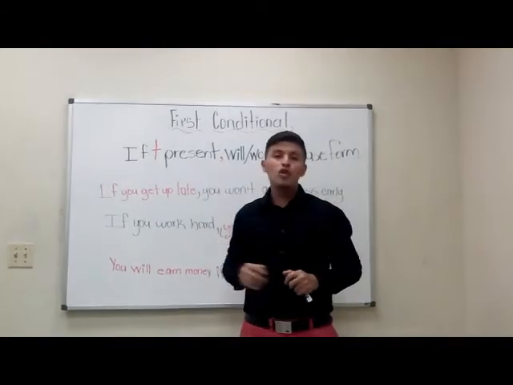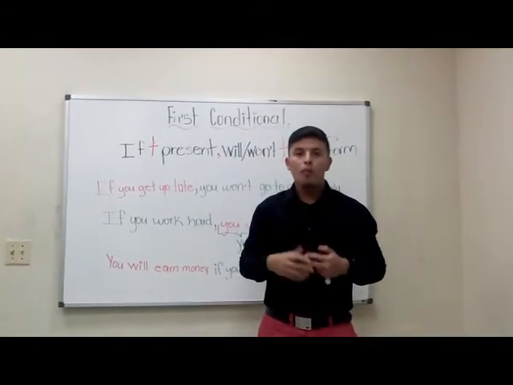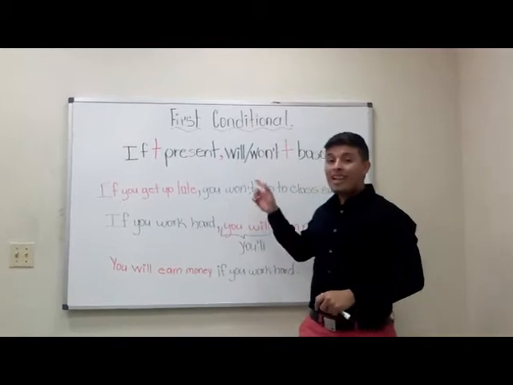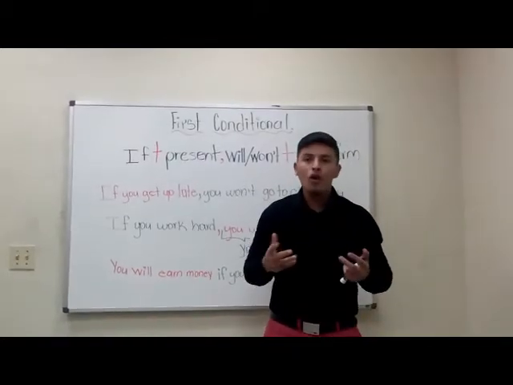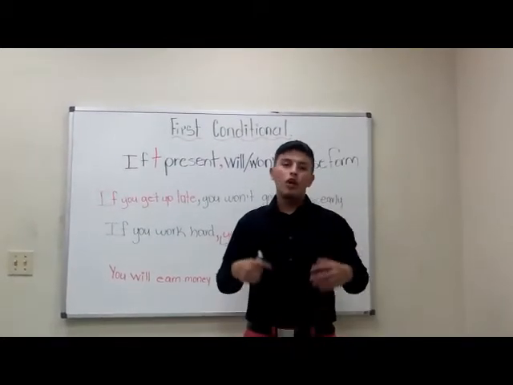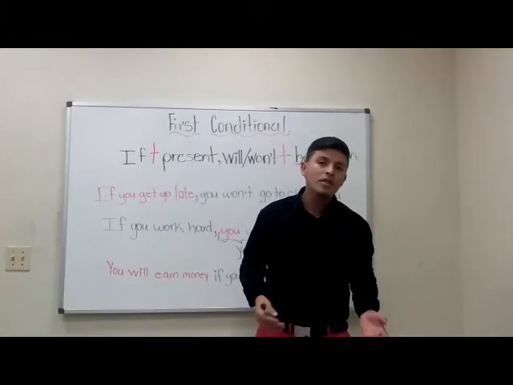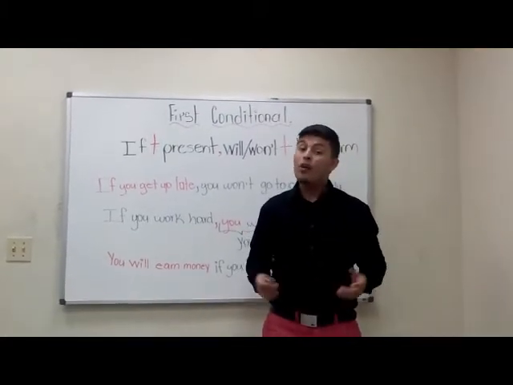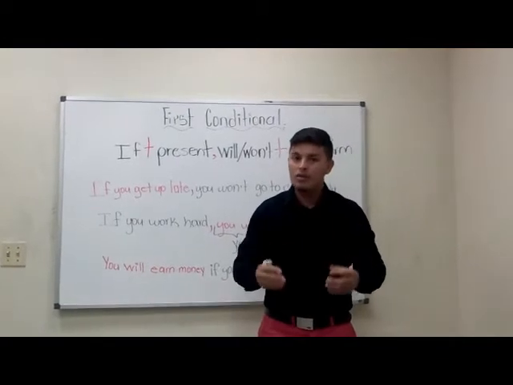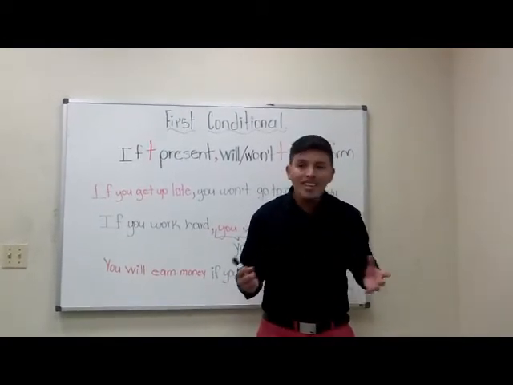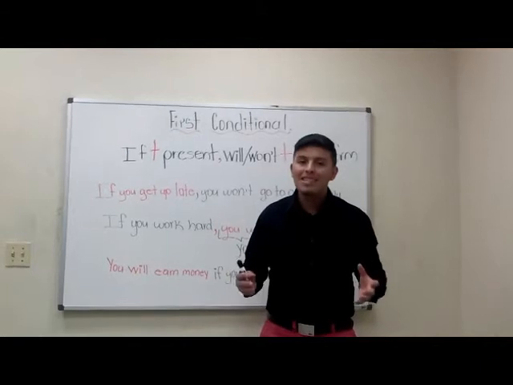We use if plus present to talk about a possible situation, and will and won't to talk about the consequence. For example, if you don't study, you won't pass the class. Here we have a bad consequence. Can you listen? If you don't study, you won't pass the class.